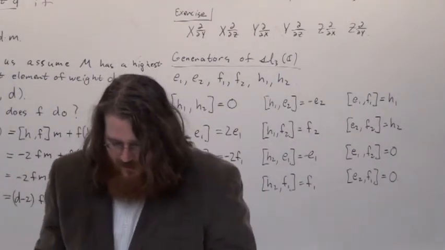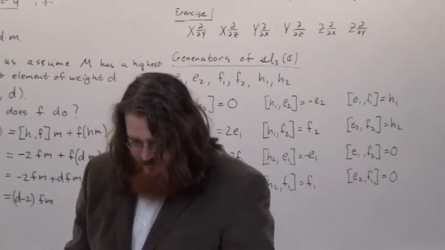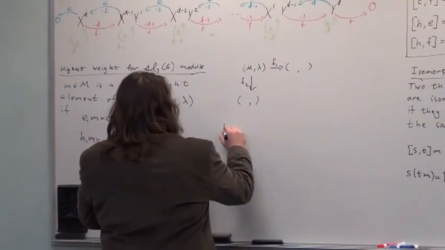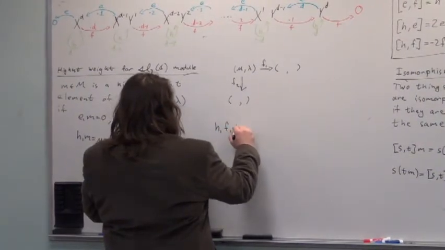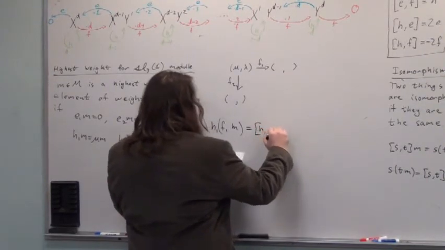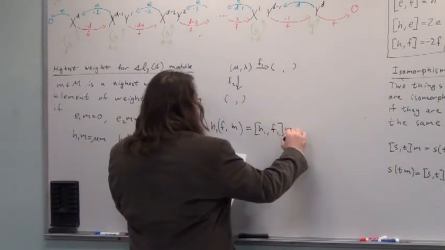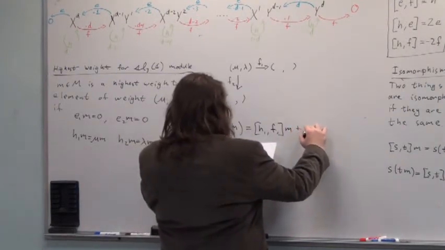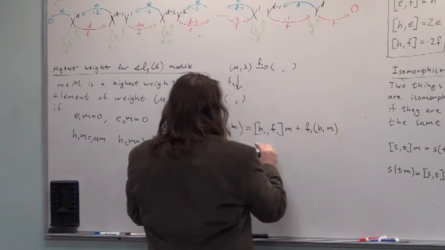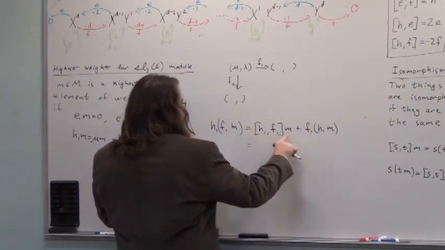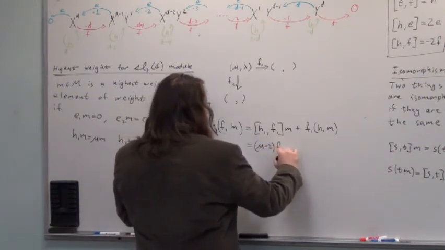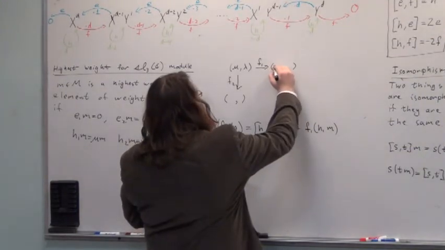So let's compute one of them, and I'll leave you with that. What is H1 on F1 of M? Remember, this is the bracket of H1 and F1 applied to M, plus F1 on H1 of M. When everything clears, we get mu minus 2 times F1 of M. So the weight here is mu minus 2.